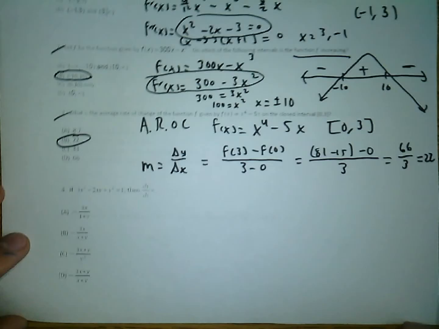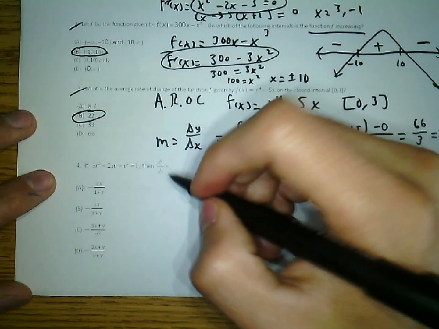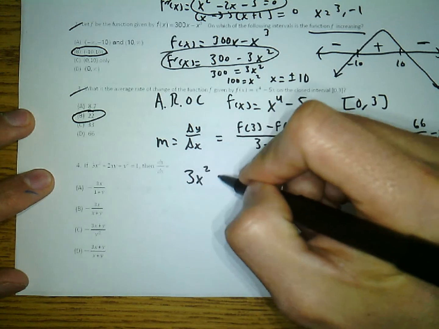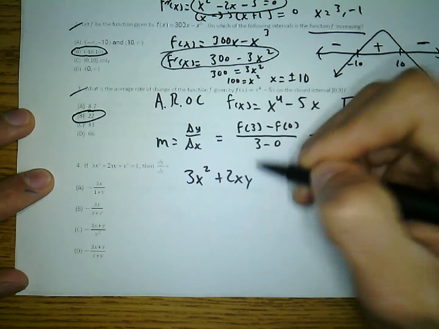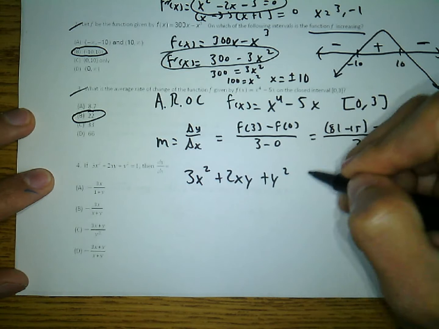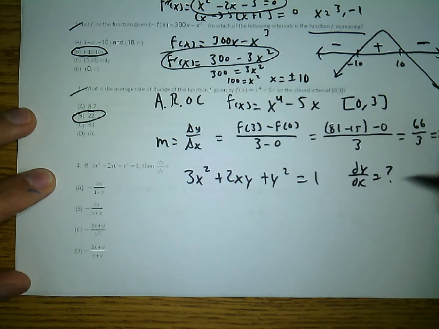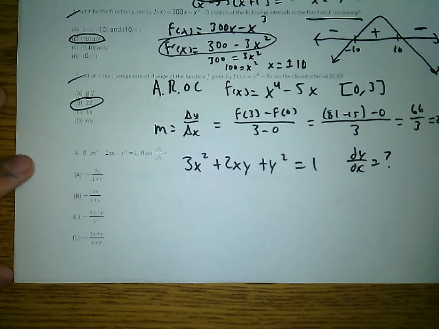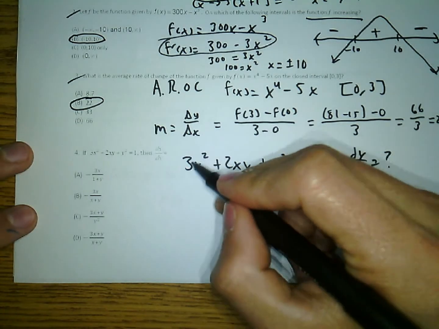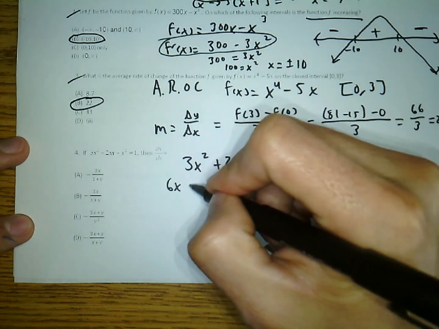Okay? All right. Next question, it says if you have 3x squared plus 2xy plus y squared equals 1, they want to know what the first derivative is. So we've got a little bit of implicit differentiation here. We've got 3 times 2, which gives us a 6x.